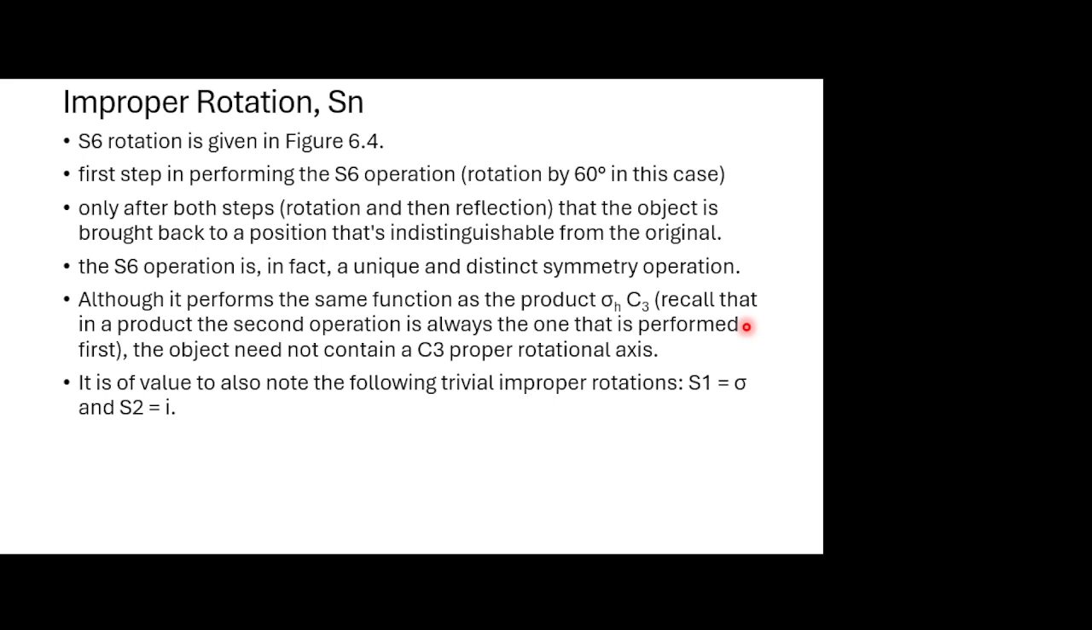Although it performs the same function as a combination of the horizontal reflection and the C3, it doesn't actually have to be a proper C3. One of the things you have to keep in mind with these improper rotations is that S1 is actually a reflection. An S1, where you don't rotate it and you just reflect, is a reflection, right? And if you do an S2, this is actually an inversion.